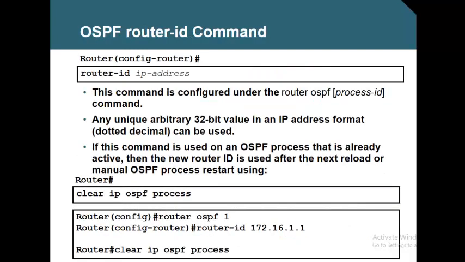Now, this is the way that we configure the router ID manually. Go in the router OSPF process and say router-id and then give an address. As I said earlier, if you want a new address to be the router ID when there is already a router ID active, then you need to wait for the next reload, or you have to clear the OSPF process by typing this command: clear ip ospf process.